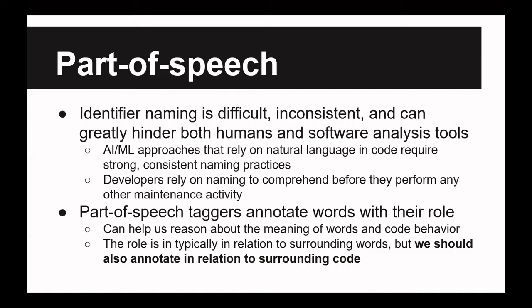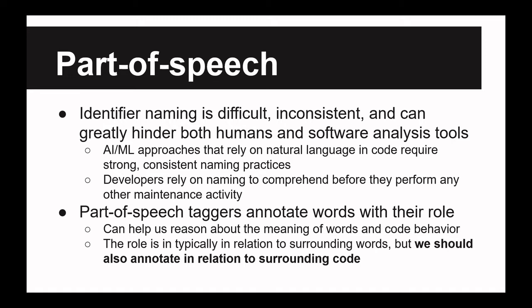As you may have guessed, the topic we're dealing with today is identifier naming. Weak identifier names make it harder for developers, as well as automated approaches, to understand what the code is doing. So even machine learning or artificial intelligence techniques that use identifiers as part of their data are vulnerable to being misled by poorly named identifiers.